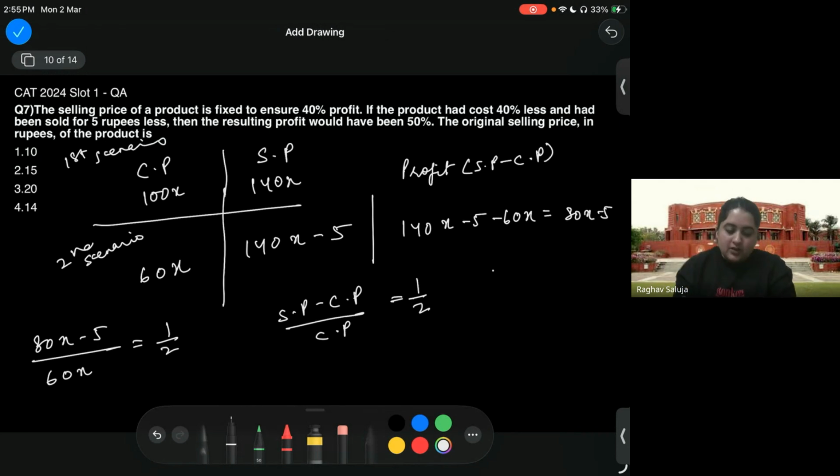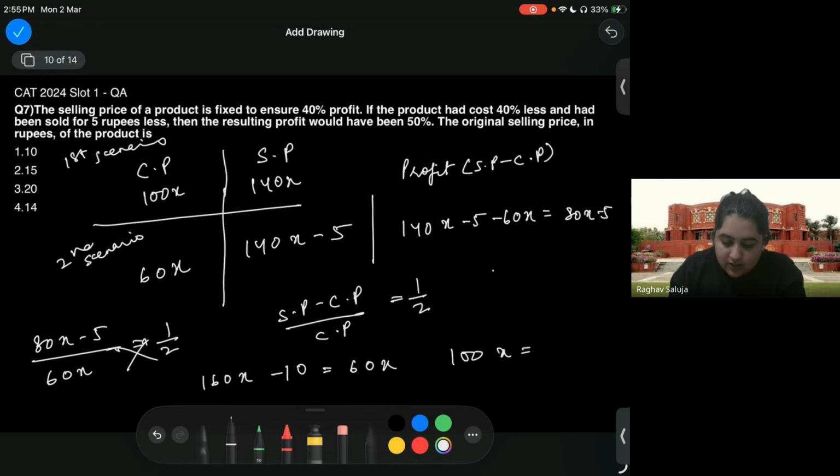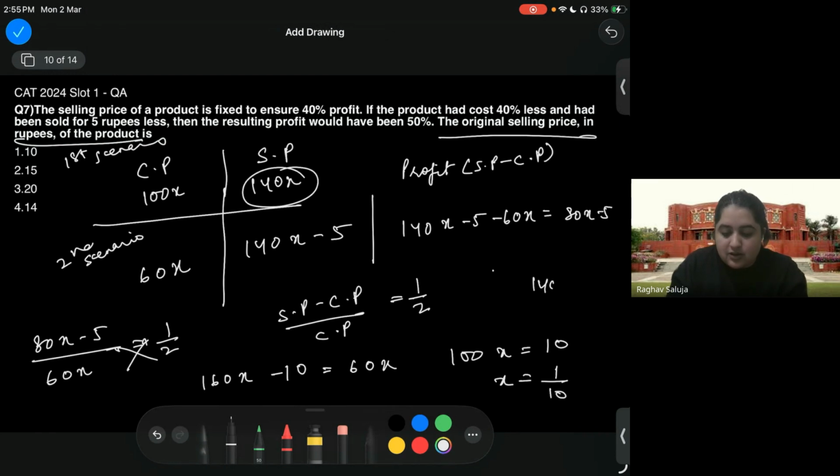So if we cross multiply, 160x minus 10 is equal to 60x. So 100x is equal to 10, and x came out to be 1 by 10. So the original selling price in rupees of the product is, original selling price was 140x, x is 1 by 10, so 140 into 1 by 10, 14 rupees.